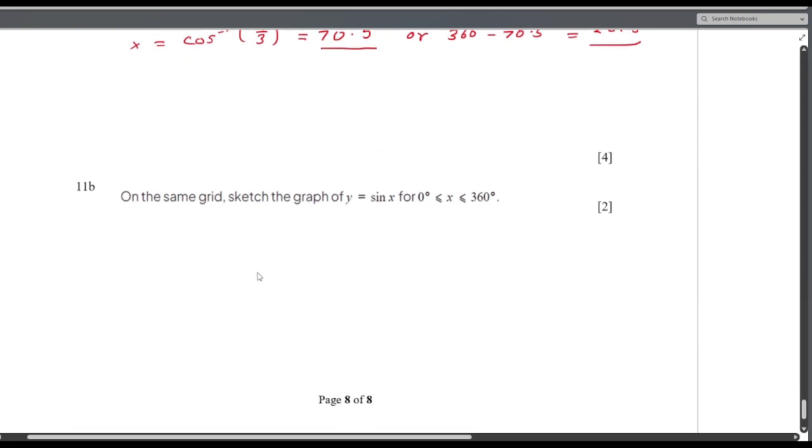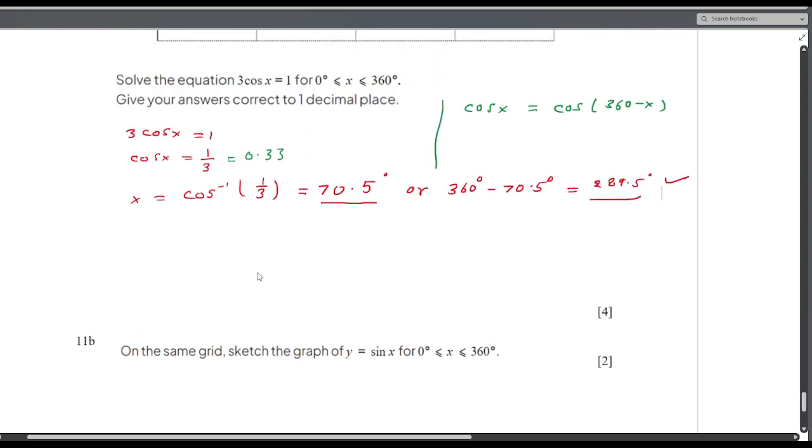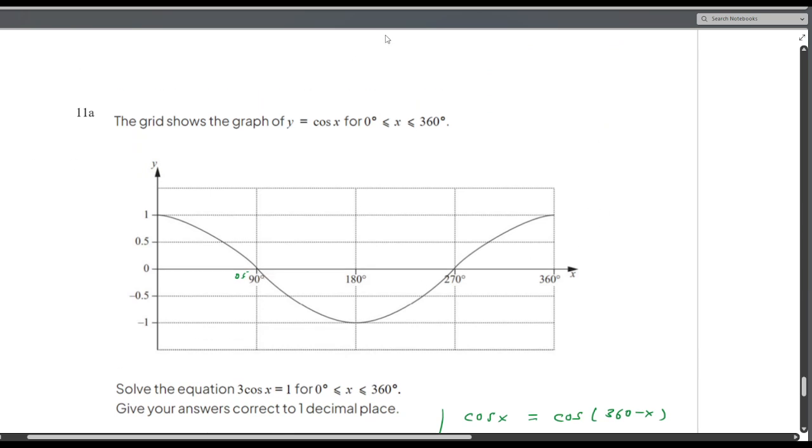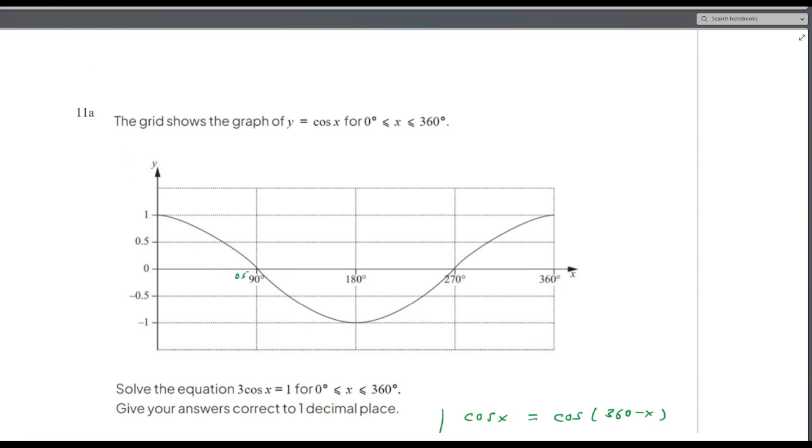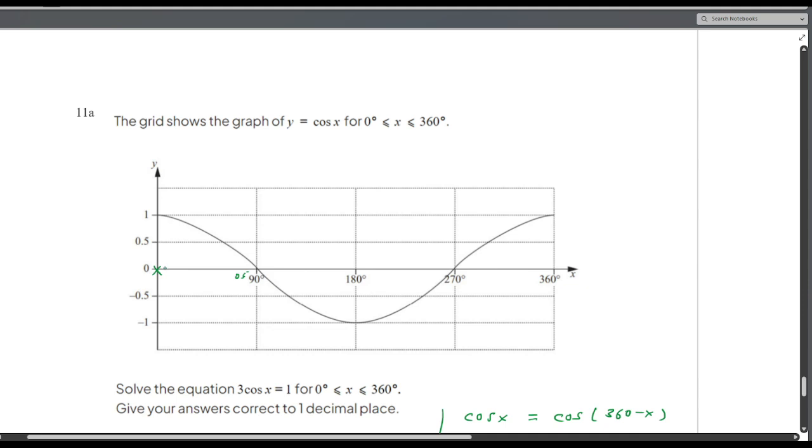Now the second part of the question is, on the same grid sketch y equal to sin x between 0 and 360. Okay, that is a very simple task. My sine starts here, when x is 0, sin 0 is also 0. So it is starting from here. For 90 degrees it becomes maximum, for 180 degrees it again becomes 0, for 270 it becomes -1, and then for 360 it becomes 0 again.